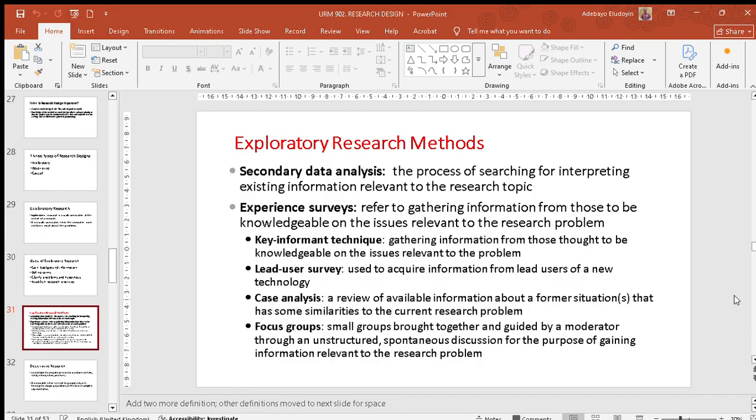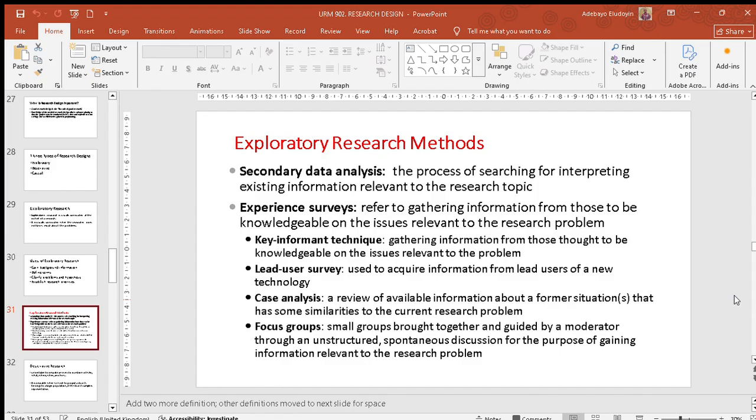So you can actually have exploratory review. Otherwise, for PhD, well, it's expected to go to the field and you can actually make use of the terminology or the methodology we refer to as experience survey. In this case, you go to the field to meet people that are knowledgeable about the issue that you are interested in, the problem of interest.